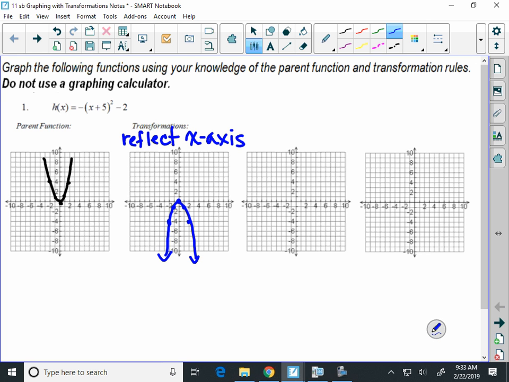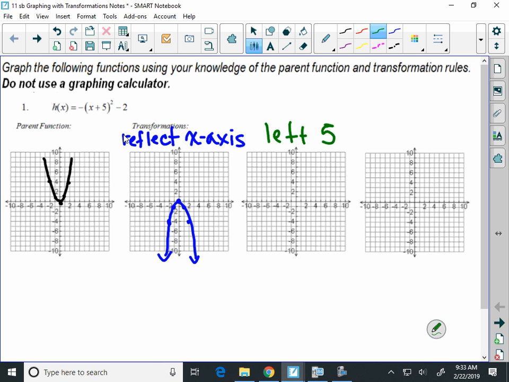As we are reading the graph from left to right, then we see inside the parentheses we have plus 5, and think about what that transformation means. Maybe you think of it in terms of a vertex. But what this means, with respect to the plus 5, is that we're going to move our graph left 5. So we're going to take the blue graph that we just graphed, and we're going to move every single point left 5 spaces.